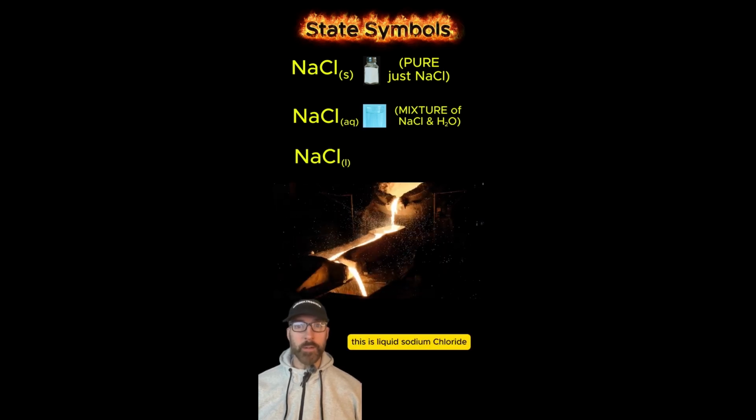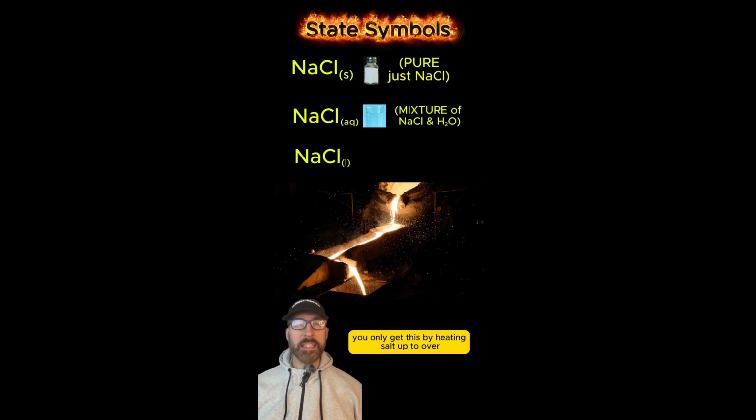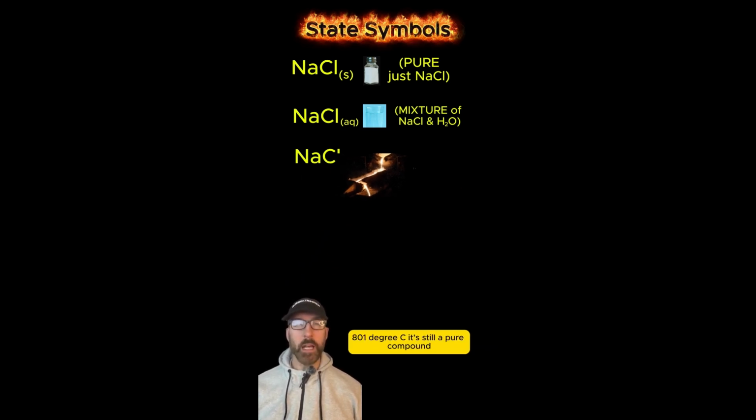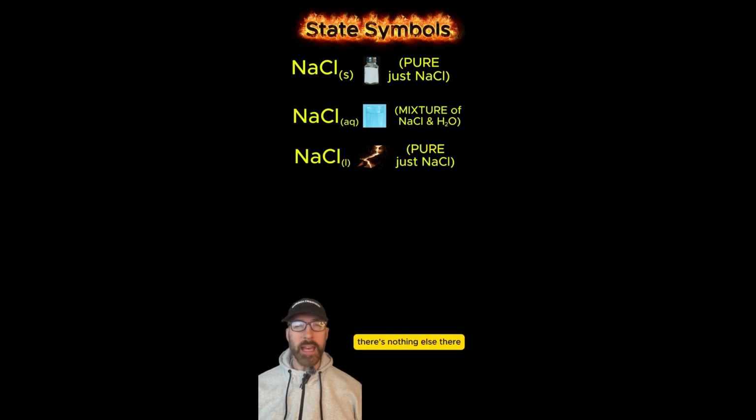This is liquid sodium chloride. You only get this by heating salt up to over 801 degrees C. It's still a pure compound. There's nothing else there, no water to be seen. Liquid sodium chloride is often described as molten because in chemistry, liquid and molten mean the same thing. It's when a substance has been heated above its melting point but not boiled. So to recap, if it's liquid, it's pure. If it's aqueous, it's dissolved in water. It's a mixture of the substance with water.